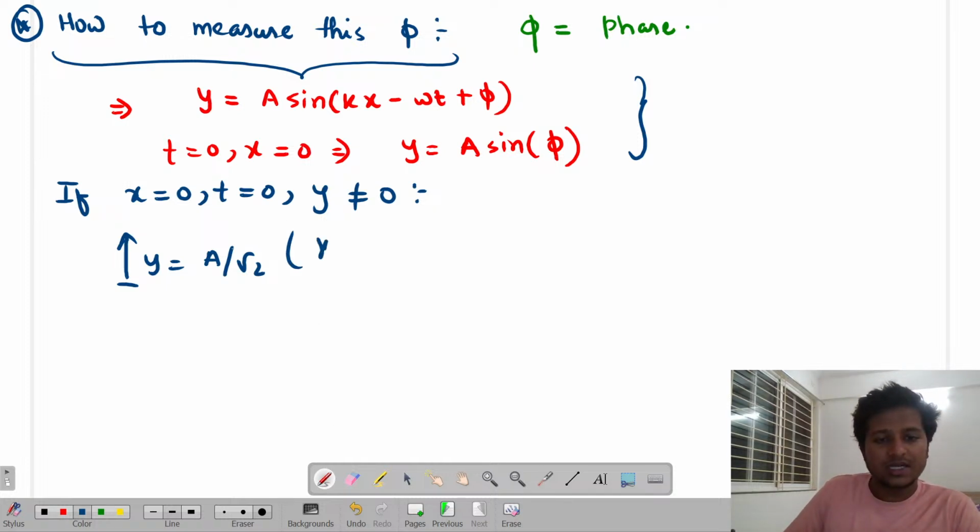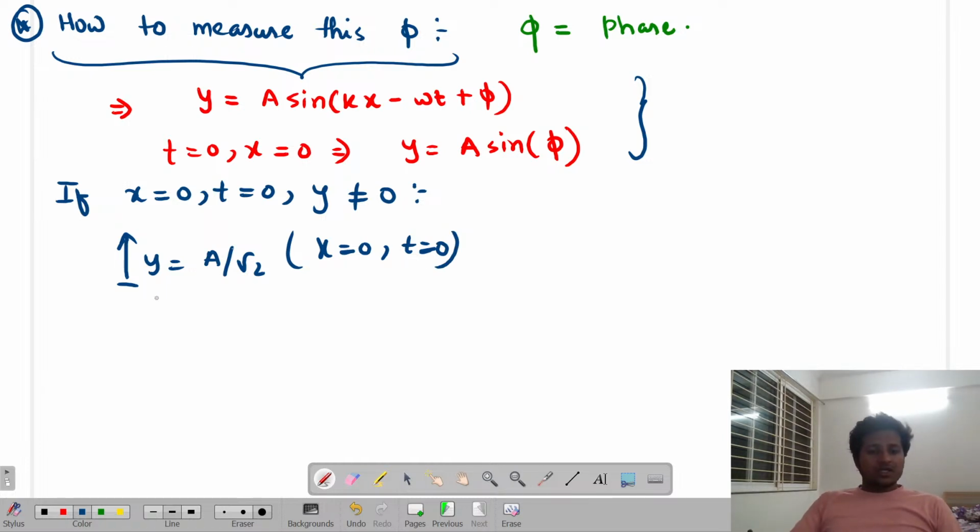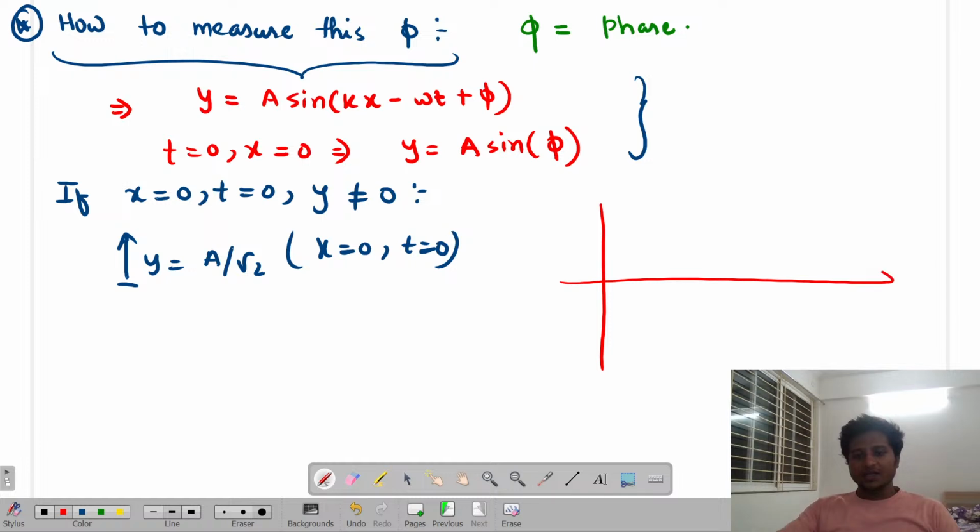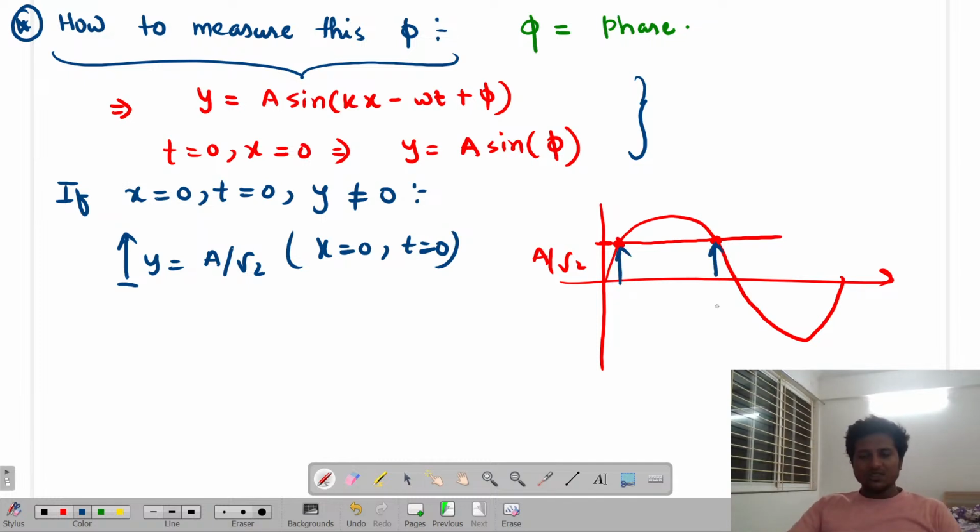Means this is possible at x is equal to 0, t is equal to 0. Look carefully. If I draw the sine graph, then this initial displacement at t is equal to 0 of a by root 2 has two values in the half of the coordinate itself. I mean, during the upward and downward motion, this a by root 2 appears two times. Then which value is correct?